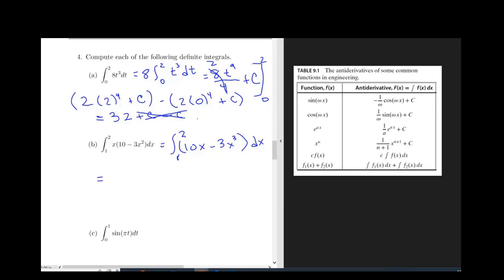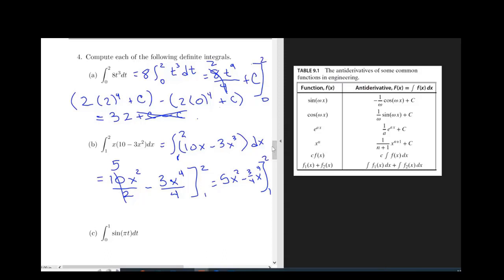I integrate. So I have 10 times x to the n plus 1. N is 1, 1 plus 1 is 2, divided by 2, minus 3x to the fourth divided by 4. And I need to evaluate that between 1 and 2. And I don't need the c. As you can see, we've already taken care of that. This becomes 5. I have 5x squared minus 3/4 x to the fourth between 1 and 2.